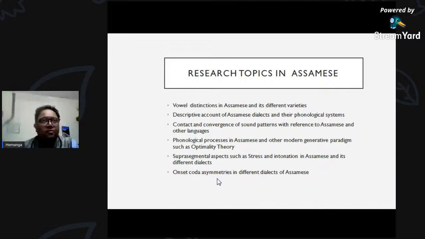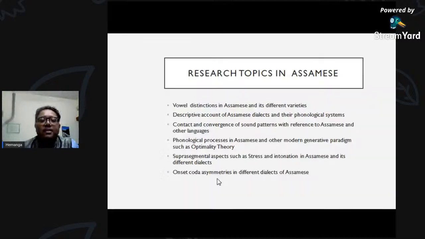We can have a research on that. Then onset coda asymmetries in different dialects of Assamese. My PhD thesis was on onset coda asymmetries. There is the role of strangulations in the patterning of segmental speech sounds.